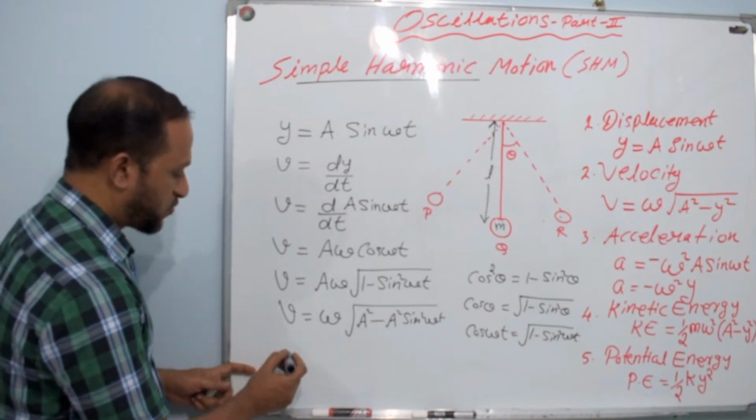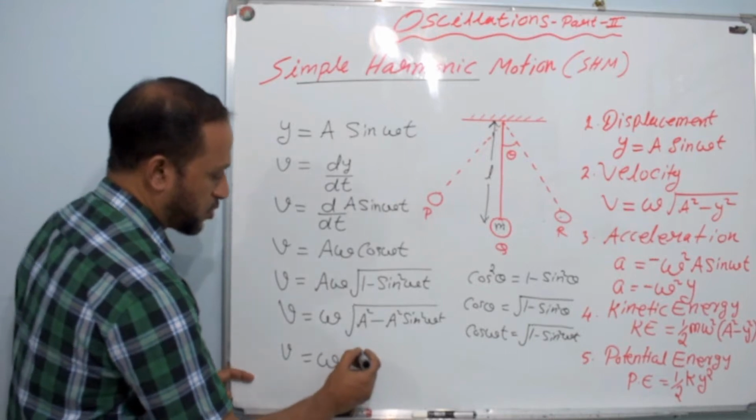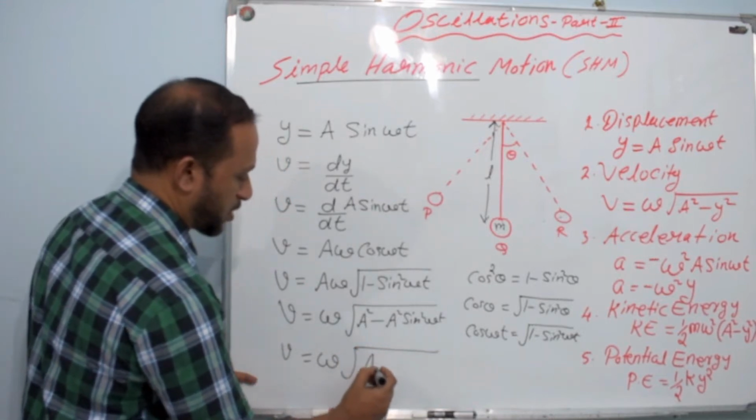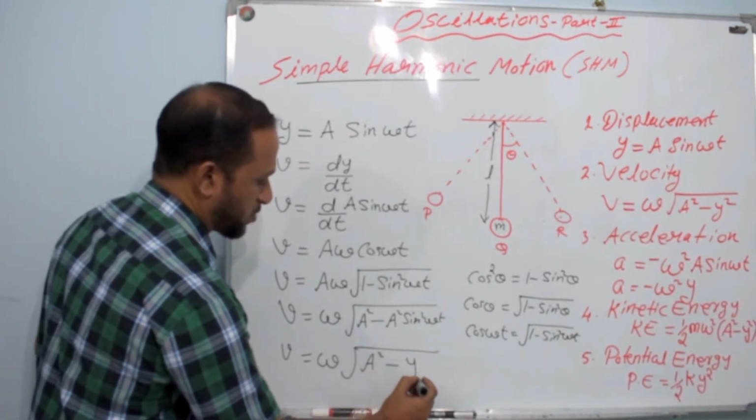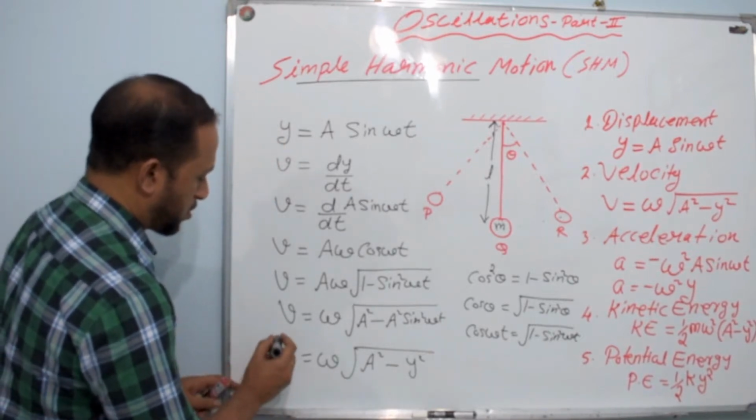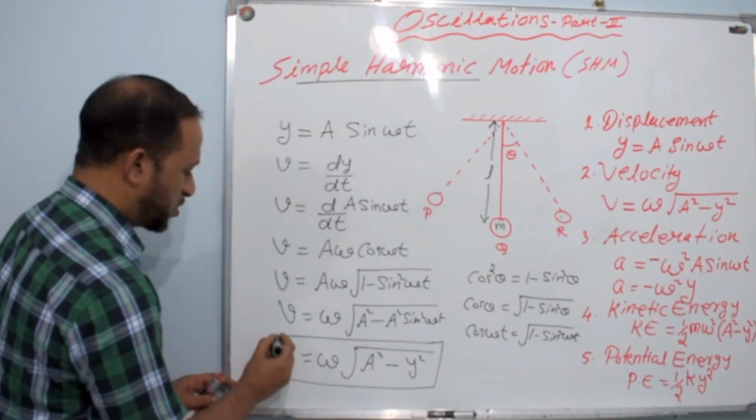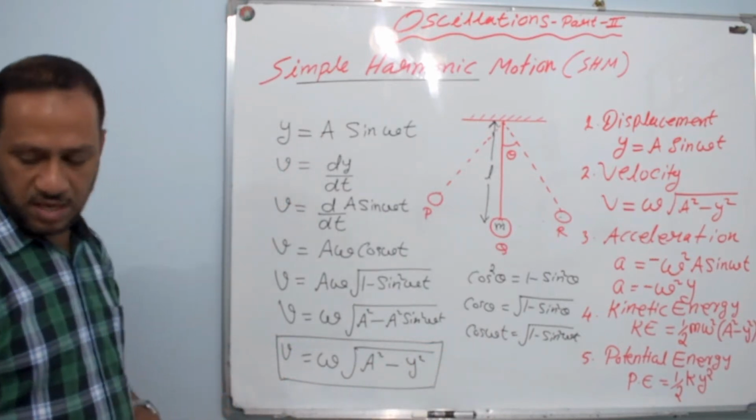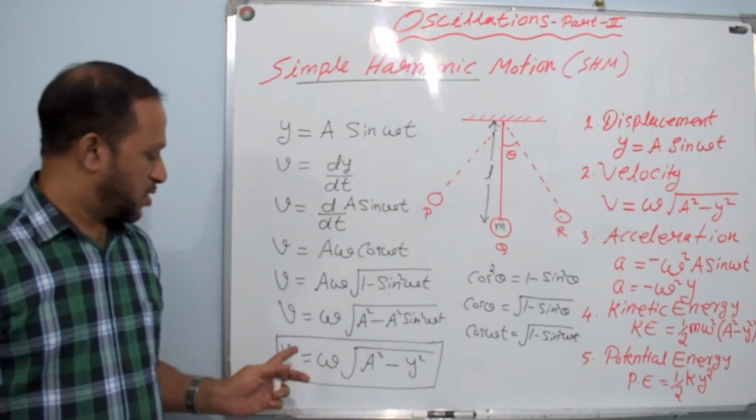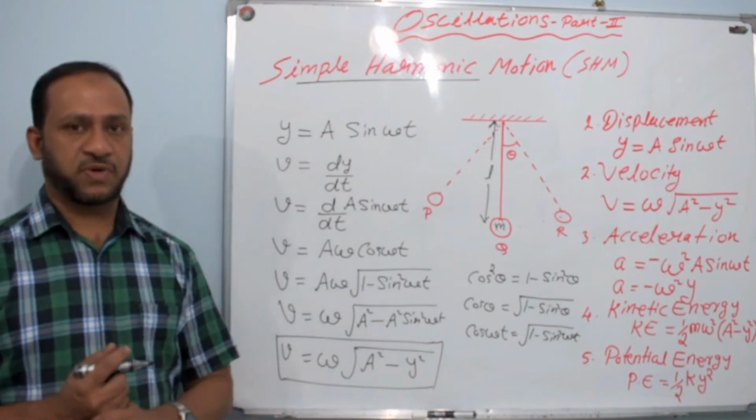Means we can write the equation of velocity v is equal to omega into square root of a square minus y square. So this is the equation for velocity of an oscillator. The velocity of an oscillator, SHM, simple harmonic oscillator, is v is equal to omega into root of a square minus y square.